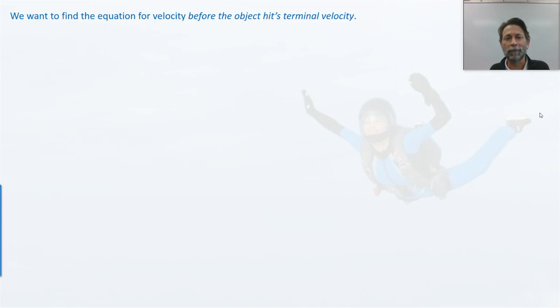So in the pre-lab for the coffee filter, we talked about an object that was falling, and we said once that object has hit its terminal velocity, then we would have the force of gravity going down that would have to be equal and opposite to the drag force going up. What we want to talk about in this set of video notes is we want to find the equation for the velocity before it has hit that terminal velocity.